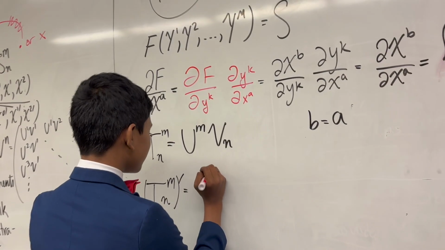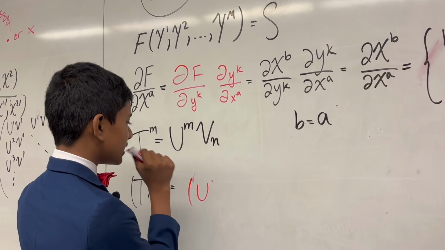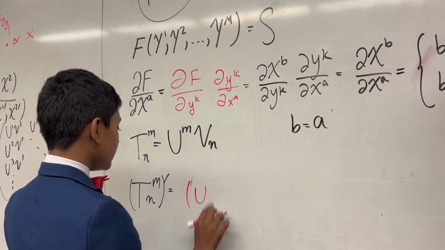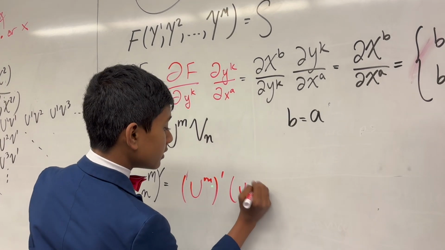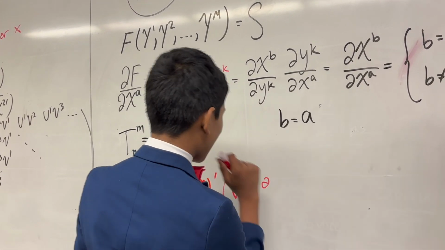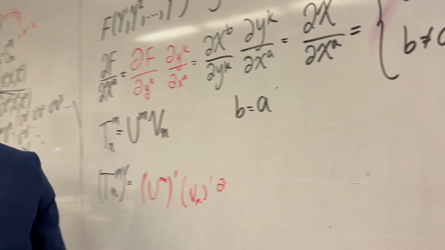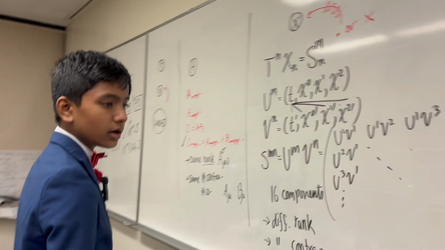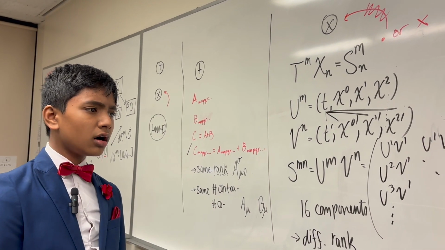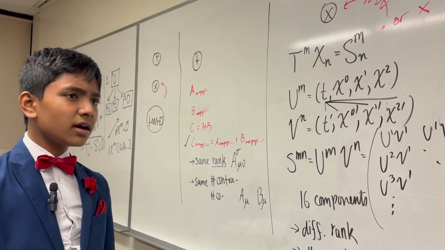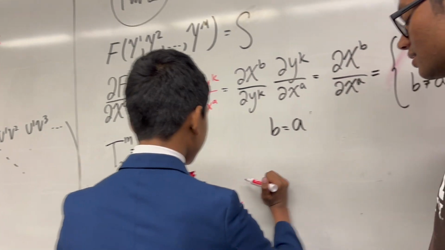I believe it should be u m prime v n prime times partial. I'm having trouble remembering. Last time we did it for two contravariant ones, and this time we're doing it for both contra and co. Do you want me to show you how to do it? Can I try? Okay, go ahead.